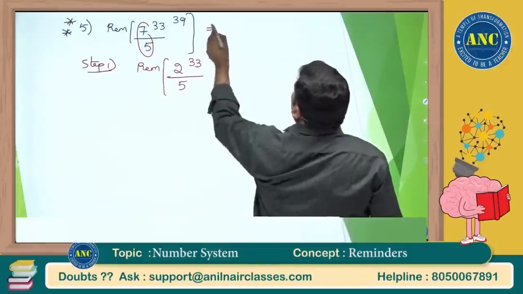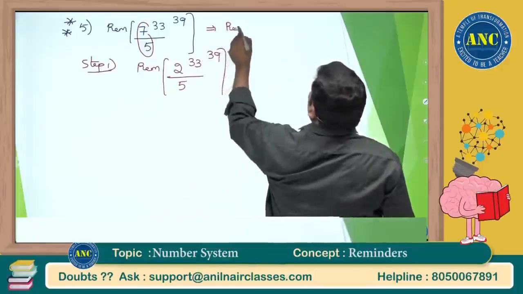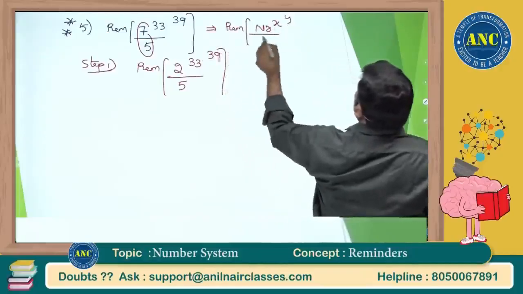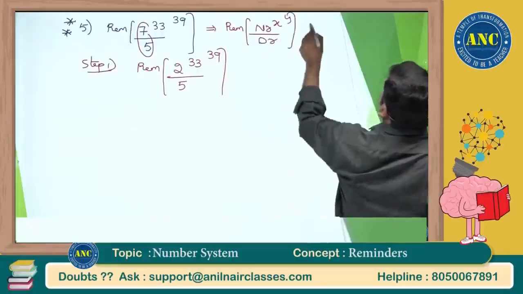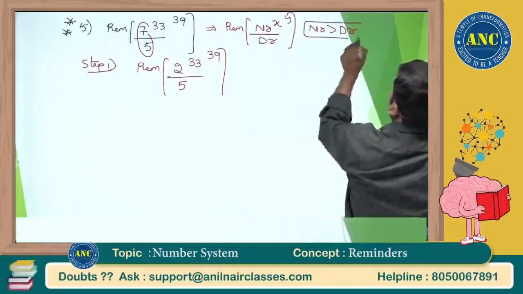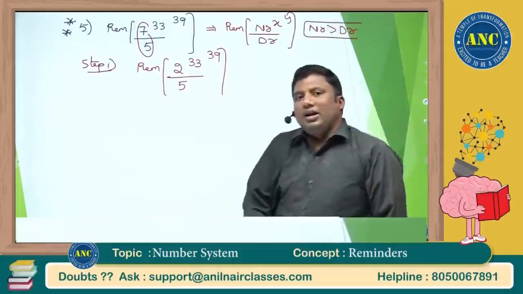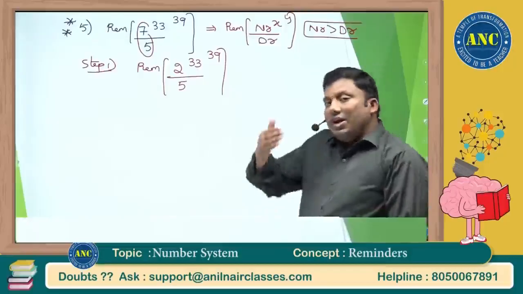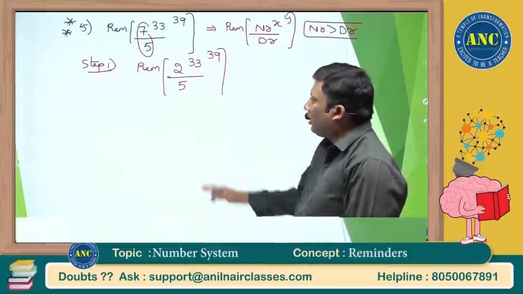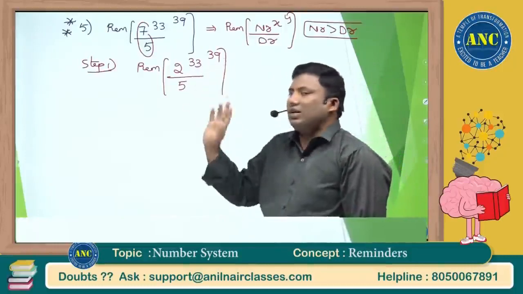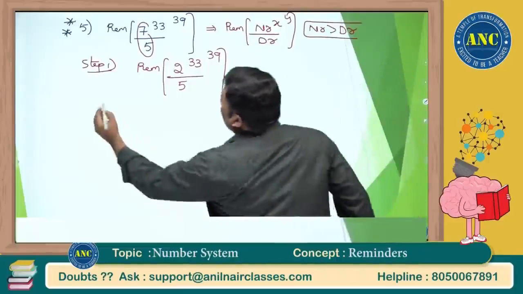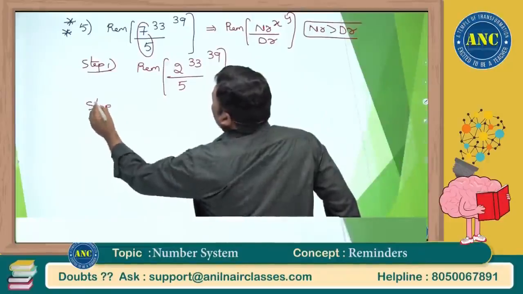This is of the model where the numerator power x power y, where the numerator is greater than the denominator. If the numerator is greater than the denominator, first make the numerator base smaller than the denominator. 2 power 33 power 39 divided by 5. Step number 2. Listen carefully.